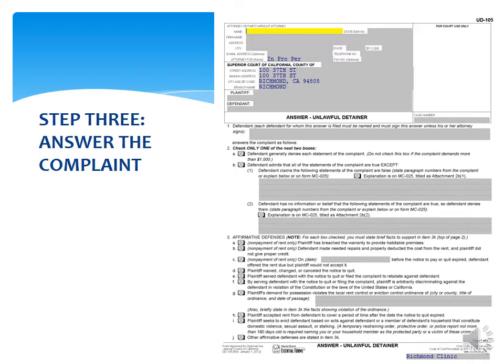The most common error which I see in the unlawful detainer answer is in box number 2, or paragraph number 2. Paragraph number 1 says defendant, and the person just writes their name in there, so that's pretty easy. Number 2, the defendant is to check only one of the 2 boxes. The first box, A, says defendant generally denies each statement of the complaint. Do not check the box if the complaint demands more than $1,000.